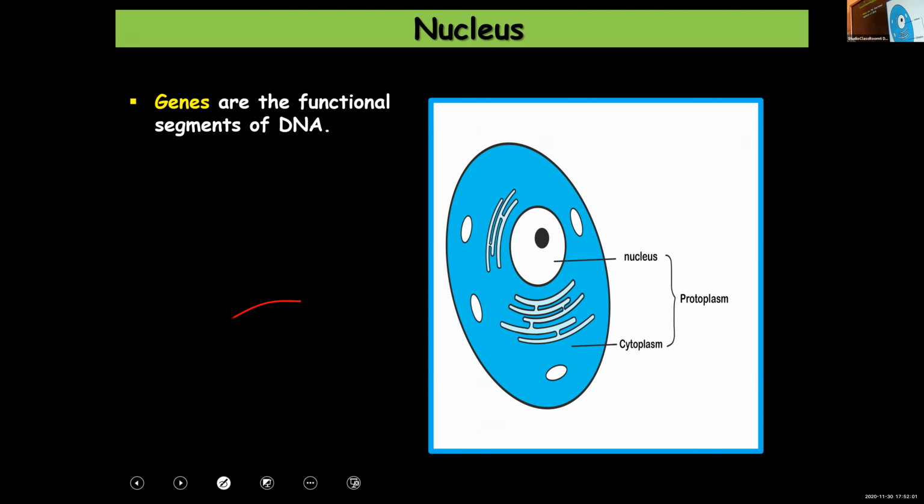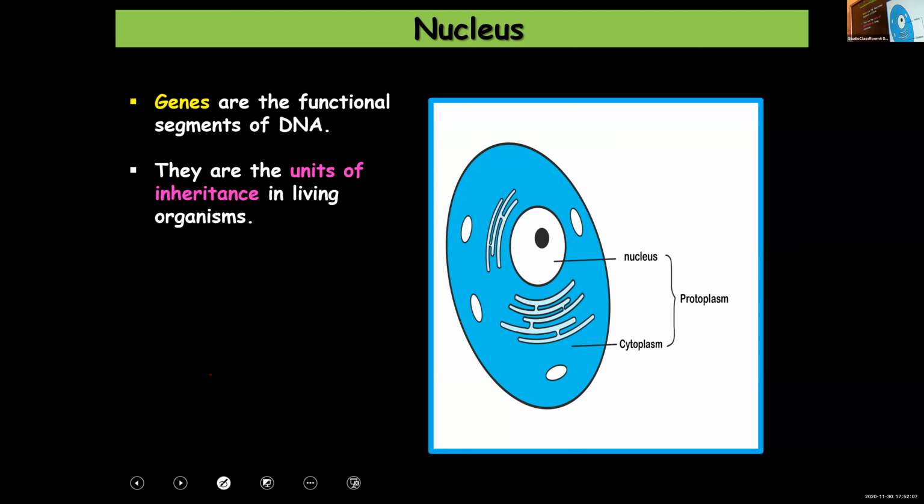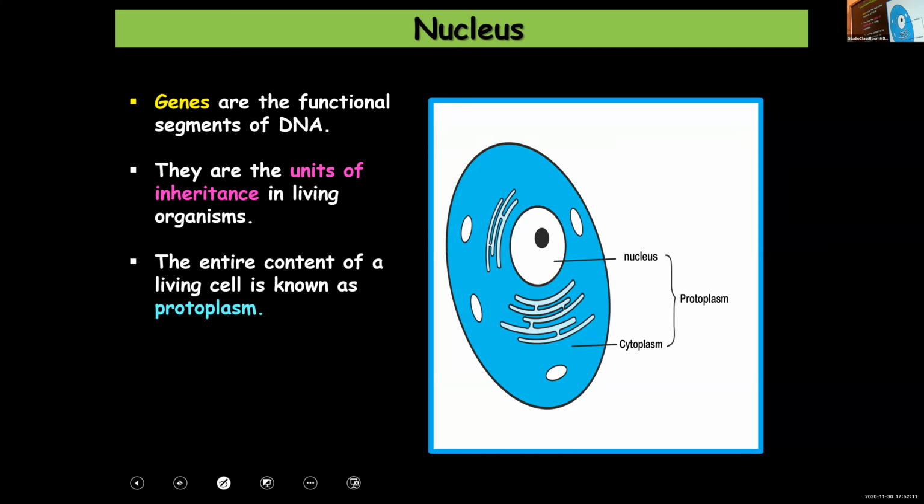Anyways, once again, genes are the functional segments of DNA. They are the units of inheritance in living things. These two points we already discussed. Now I'm going to introduce you to a new term, protoplasm. This term you're not familiar with. You know what is cytoplasm, but not protoplasm. Am I right? Anybody can say what is meant by cytoplasm? Anybody? You want me to call out your names?